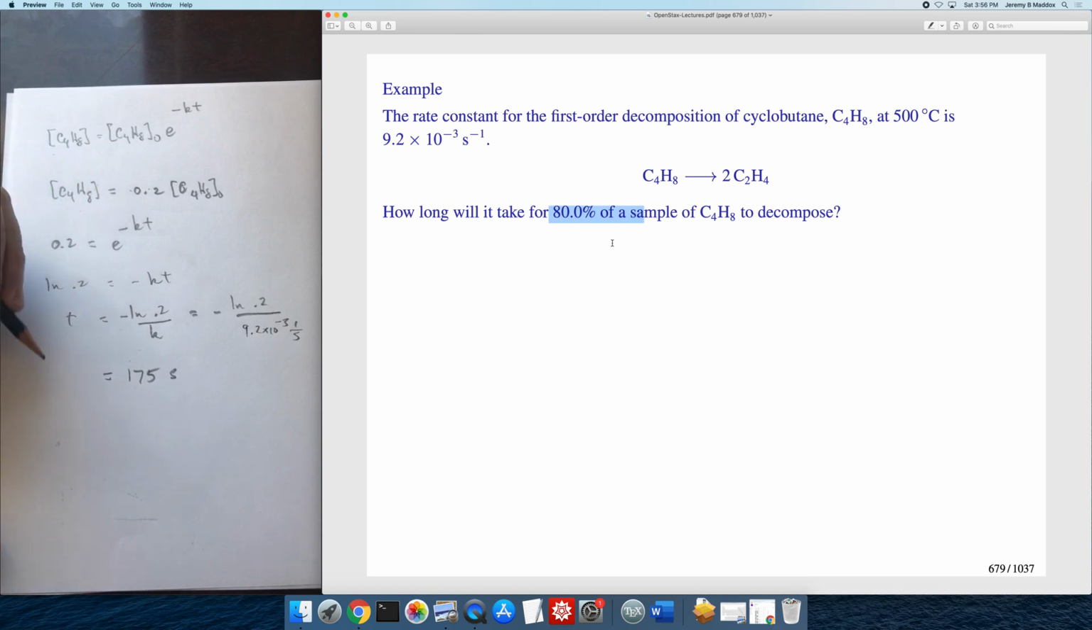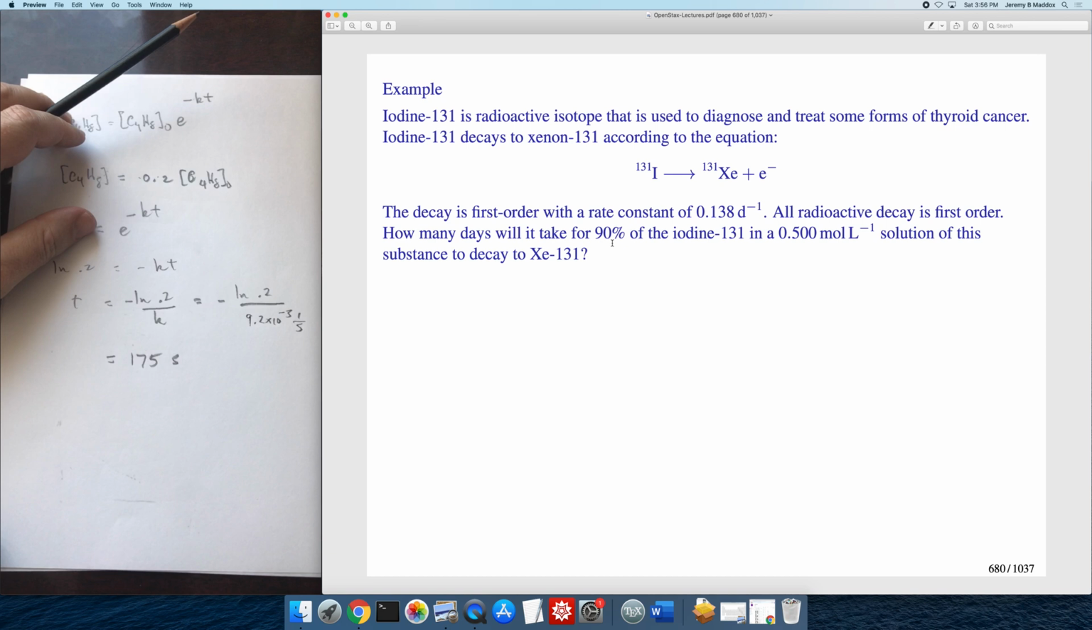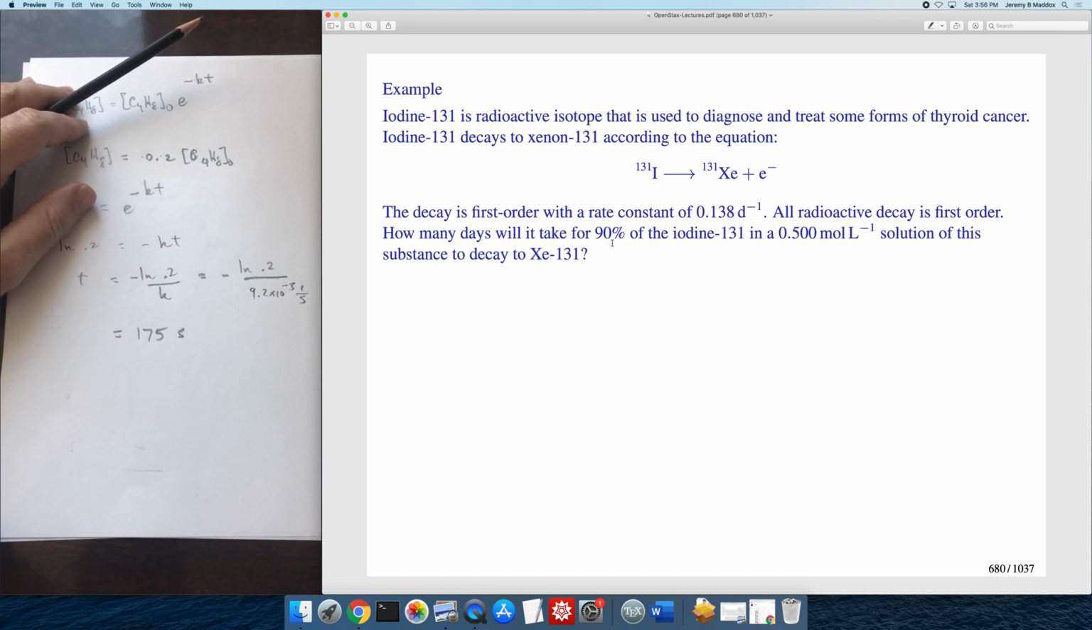So this is one application of the integrated rate law. You can calculate the time it takes to reach a certain concentration, or given the time and the rate constant, you can figure out how much will I have at a particular time. Let's see. Oh, this is kind of fun.